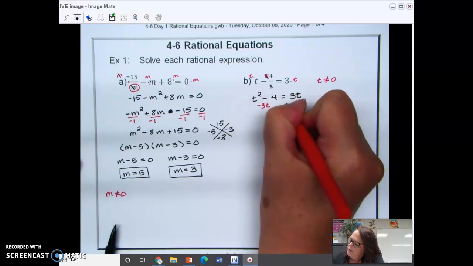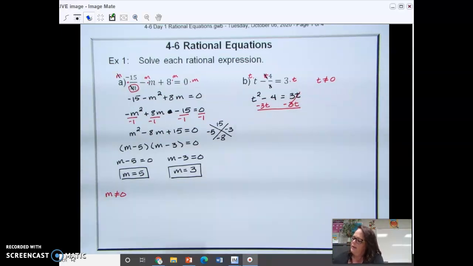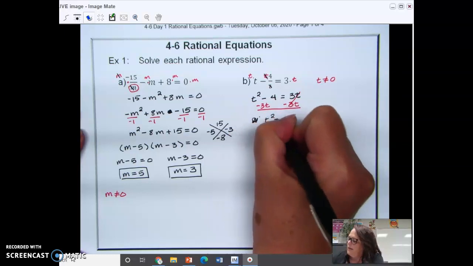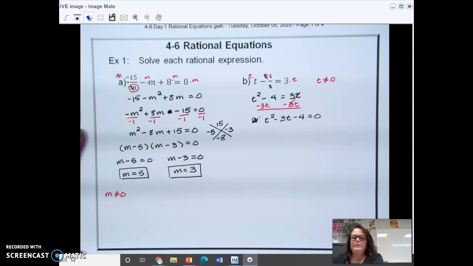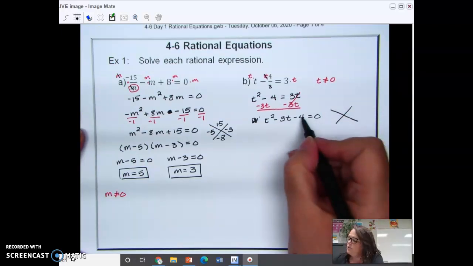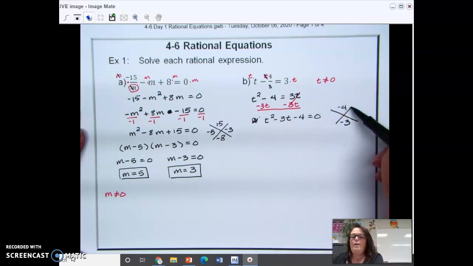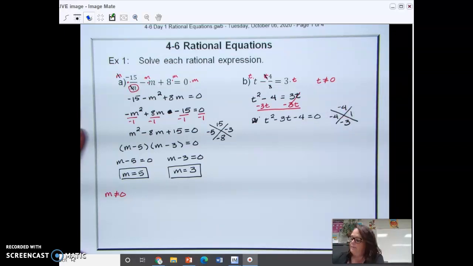So I'm going to subtract 3t from both sides, and I get t squared minus 3t minus 4 equal to 0. And so again, this is just a quadratic. See if we can factor. So I've got my negative 4 and I've got my negative 3. So what multiplies to give me negative 4 that adds to give me negative 3? That's going to be negative 4 and positive 1.